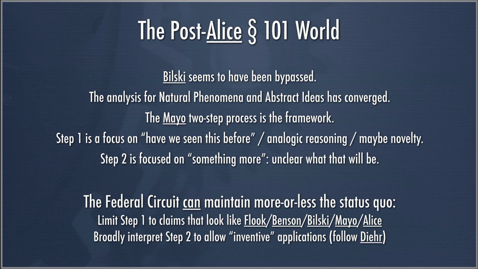I think the analysis for natural phenomena and abstract ideas has in some sense converged, because the Mayo case comes out of that realm, and Alice, of course, comes out of the computer-based abstract ideas realm. So that's an interesting thing and might be a good thing long term. It probably makes more sense to have a unified single standard for Section 101 patentability than it does to have sort of two branches of the same standard.